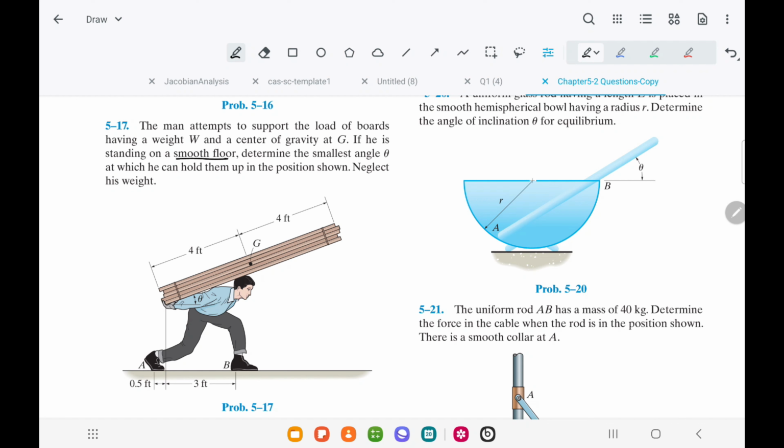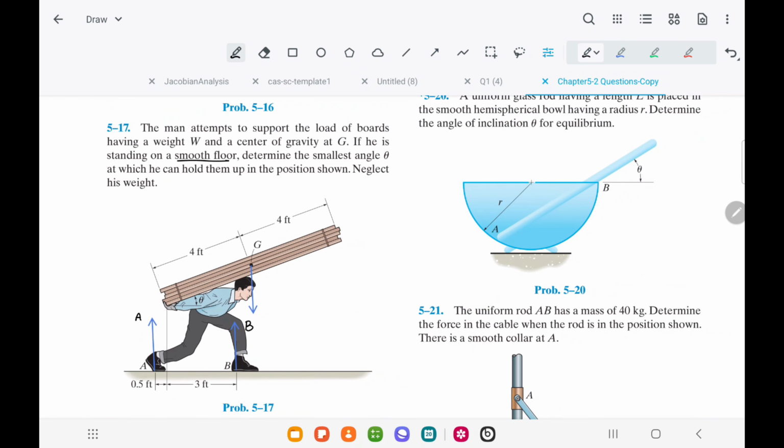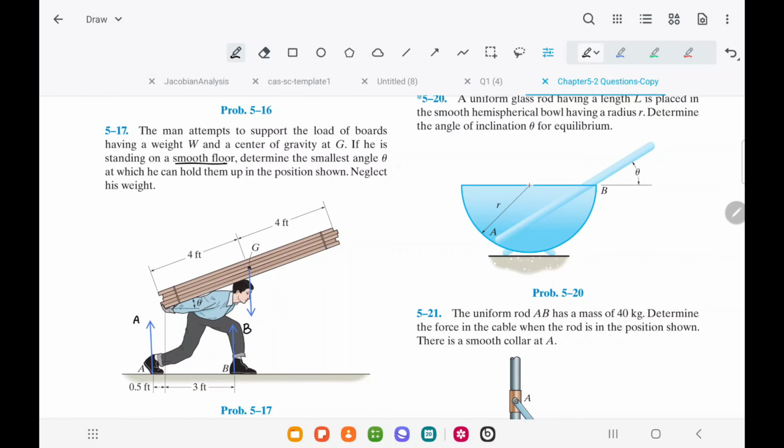We are instructed to neglect the weight of the man and the friction force. To begin, we need to draw a free body diagram. At point A, there is a force perpendicular to surface A, and at point B, there is a reaction force of the same magnitude. At point G, there is a weight force, W. We need to find the reaction forces as a function of angle theta and evaluate the smallest angle at which the man can hold the boards in the given position.